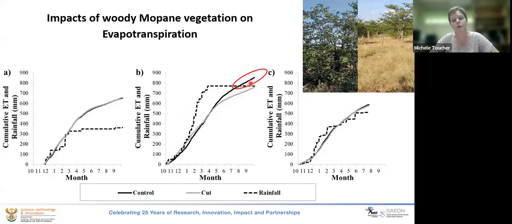So the control plot where the Mopane was had a higher ET than the cut plots. There was slightly surplus water available, and the Mopane were able to make use of that. Again, a dry year, and we saw a very similar ET between the control and the cut plots.